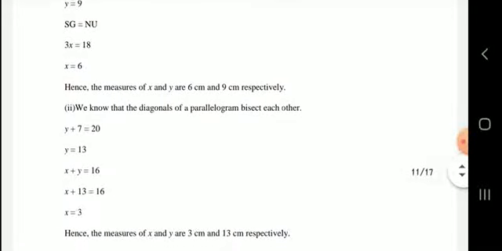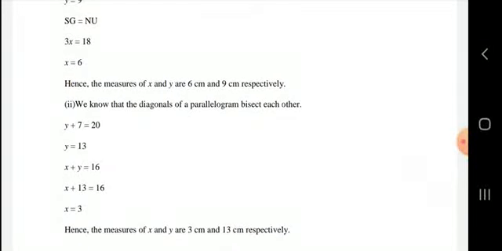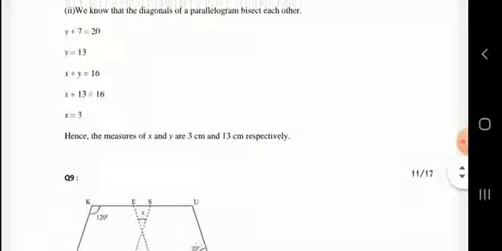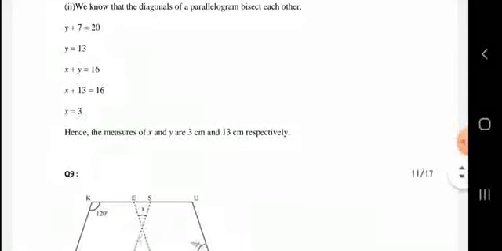Next question, y plus 7 is equal to 20. So y is equal to 13. So x plus y is equal to 16. So therefore x plus 13 is equal to 16. So therefore x is equal to 3. So therefore the measure of x is 3 and the measure of y is 13.